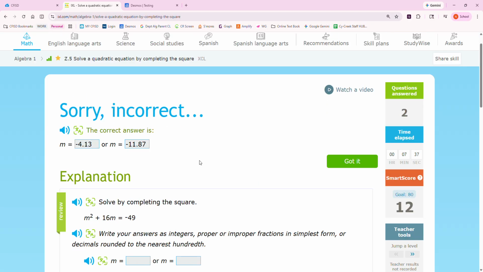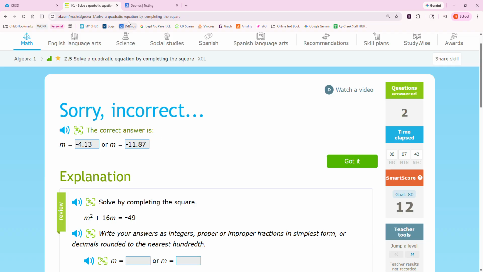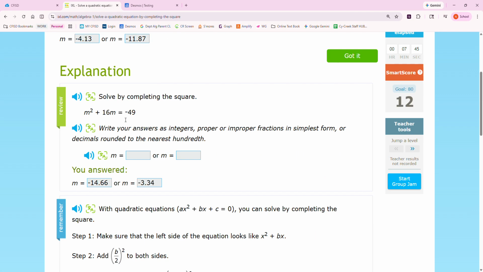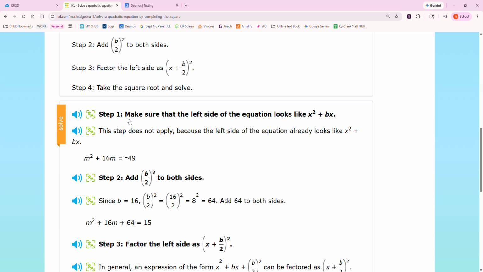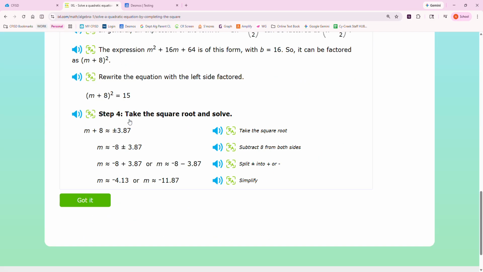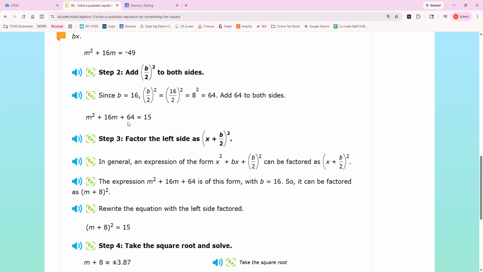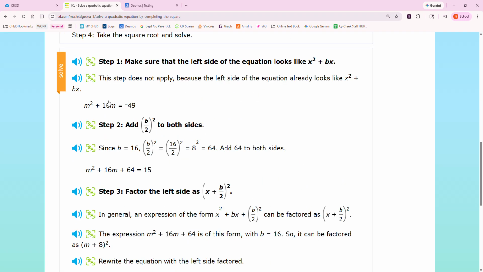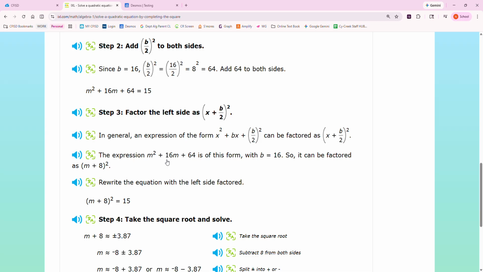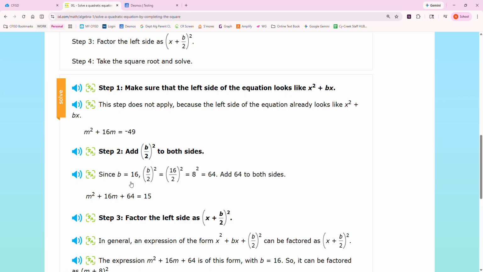What did I do wrong? Where did I mess up? Oh, I messed up somewhere in my calculations. Here. Wait, what? Oh, that's where I messed up. Where is it? Okay, here is where I messed up.